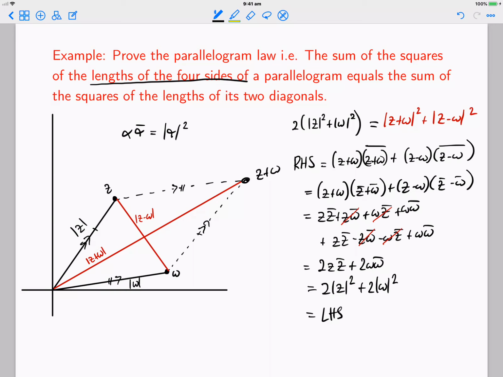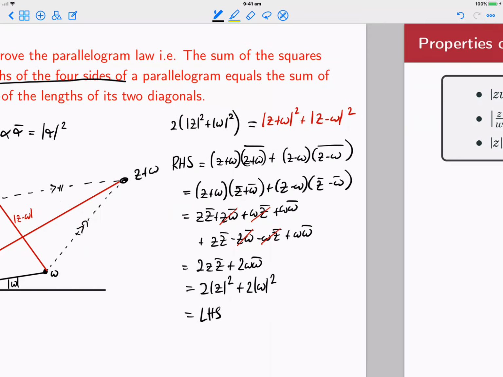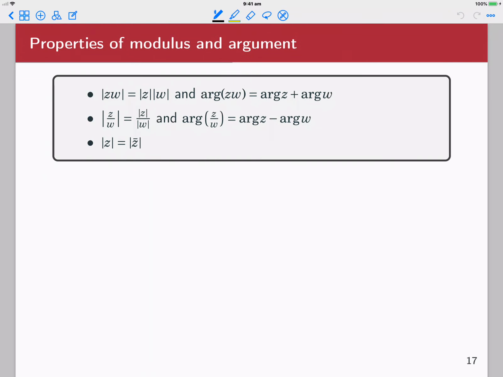Okay, so we've spoken now. Hopefully now you're comfortable with the meaning of modulus and argument. I want to talk a little bit about the properties of the modulus and argument, some important properties that you need to know. So here's a little list of the most important ones. The first dot point is saying that the modulus of z times w is the same as the modulus of z times the modulus of w.